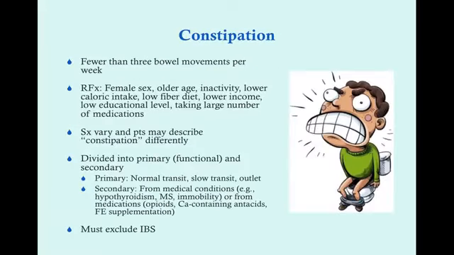So constipation is having fewer than 3 bowel movements per week. Some of the risk factors include female sex, older age, inactivity. If you're not moving around, those abdominal muscles aren't going to be helping you to move things along your intestine. Lower caloric intake.